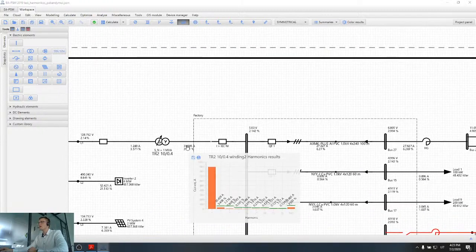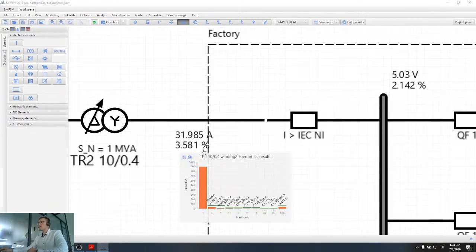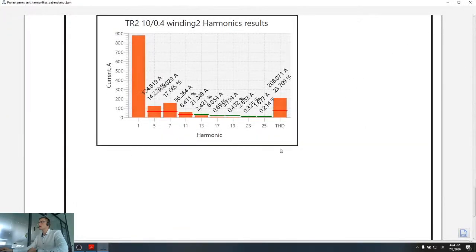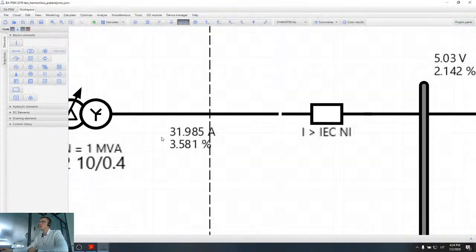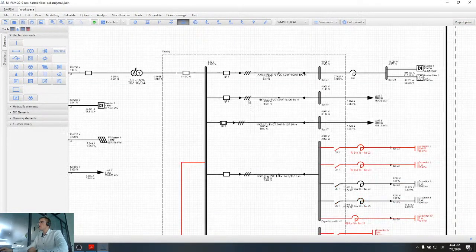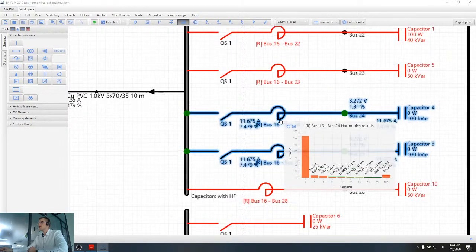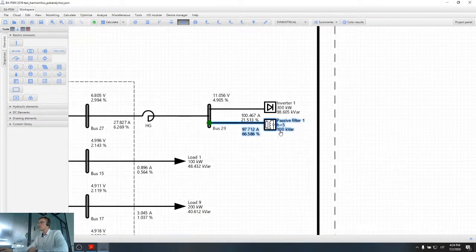So now let's check the harmonic levels in the network. I can see that harmonics are only 3.5%. Here are the current harmonics, and let's check what the harmonics were before we started our study. Harmonics before were 23.7%. So from 23.7% we reduced harmonics to only 3.5% by using these capacitors with the tuned filters and one tuned filter.